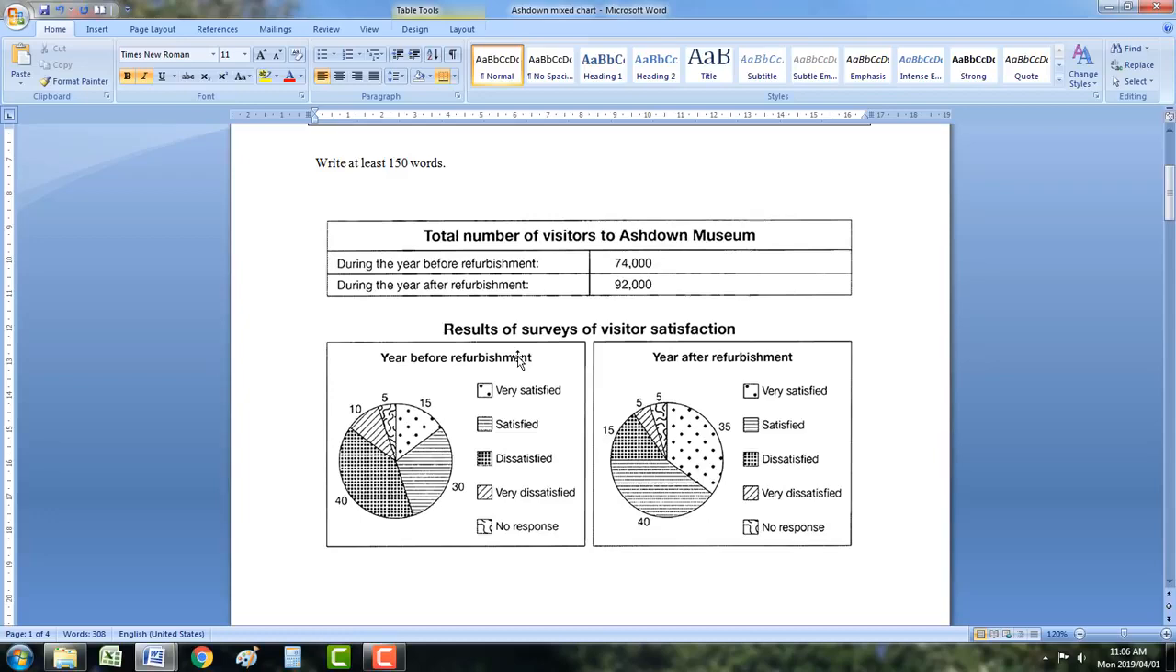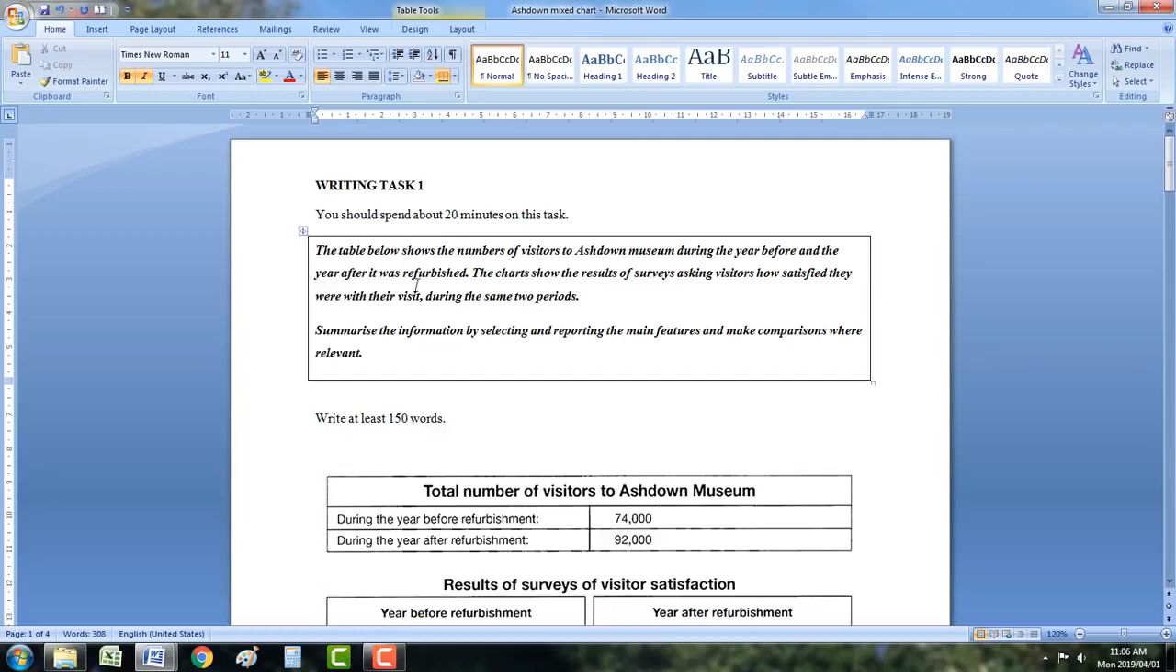First of all, paraphrase. Table below shows, so the table provides data on, provides information about number of visitors to Ashdown Museum. This is the part that you're going to paraphrase, and I often suggest seeing if you can do how much or how many in this part. It's a nice way to paraphrase, and then just the normal preposition phrases. Chart shows, same thing. Results of a survey, how satisfied they were.